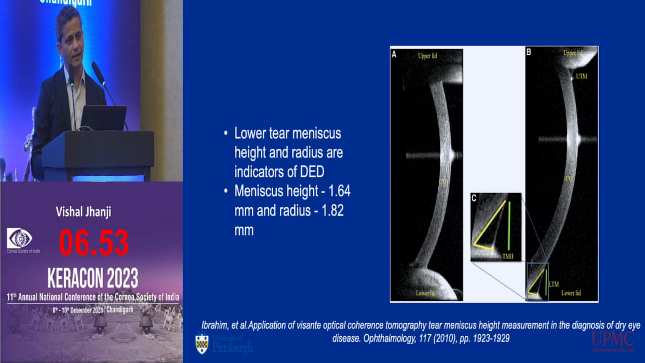This is a picture that shows how you can look at the lower tear film meniscus height, and the radius can be measured as well. The meniscus height usually is about 1.64, and the radius is close to 1.8 millimeters.